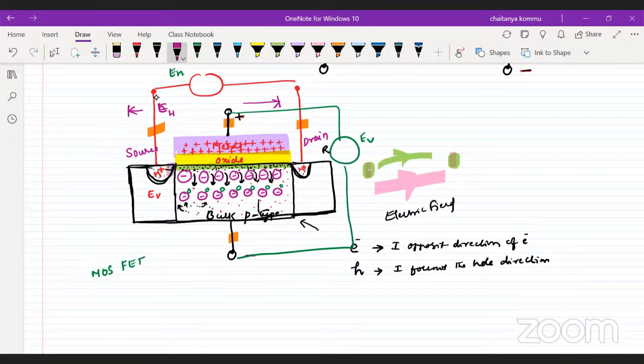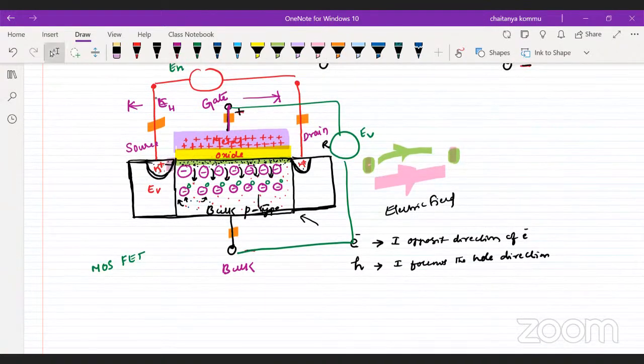And this is called bulk. This is called the bulk terminal. And whatever metal plate is there on top, if you take the lead outside, then it is called a gate. Okay, so these are the terminals that we have for a particular transistor.